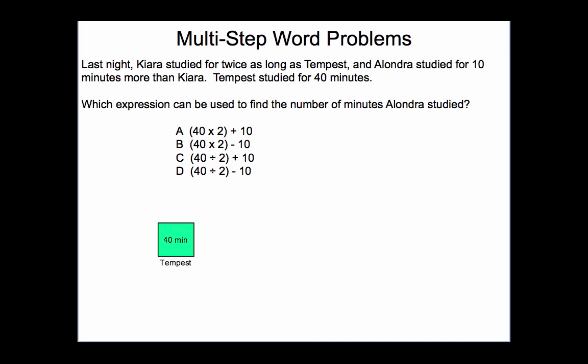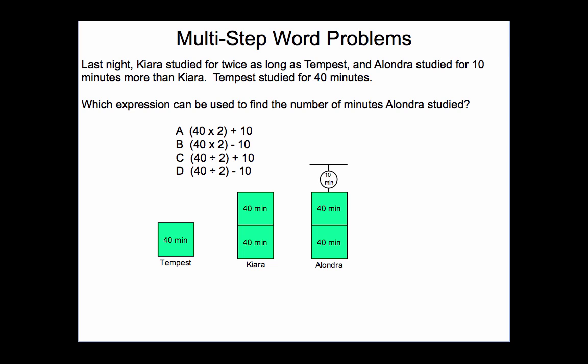studied for 40 minutes. And our problem says that Kiera studied for twice as long as Tempest. So I'm going to give Kiera 2 boxes with 40 minutes in it. And then it said that Alondra studied for 10 minutes more than Kiera. So I'm going to have to add another 10 minutes to that. So which number sentence best shows this illustration? Pause the video and decide A, B, C, or D.